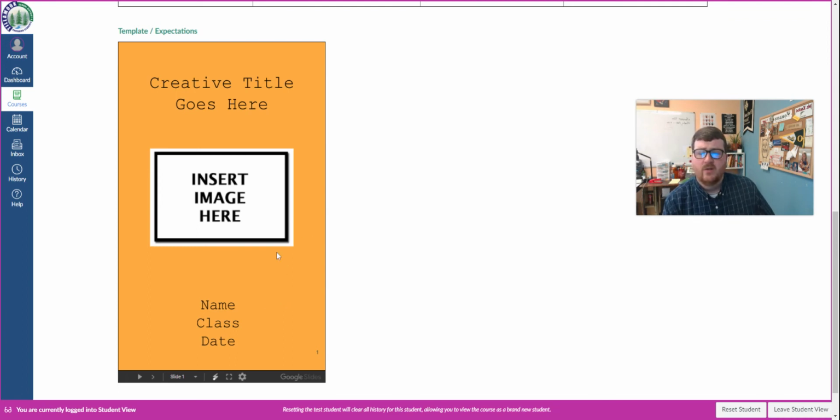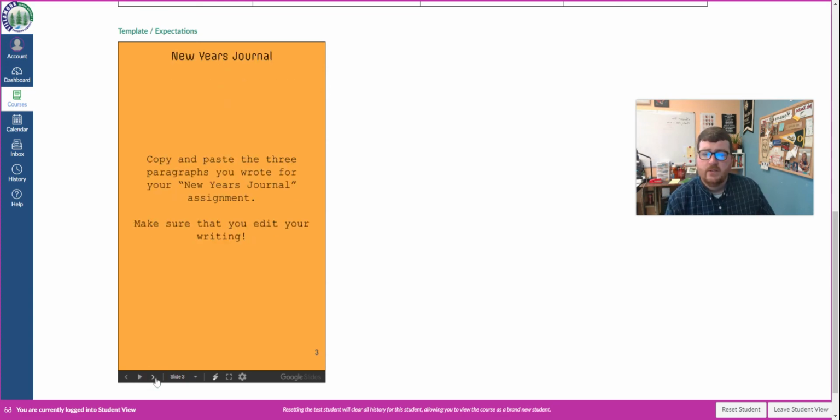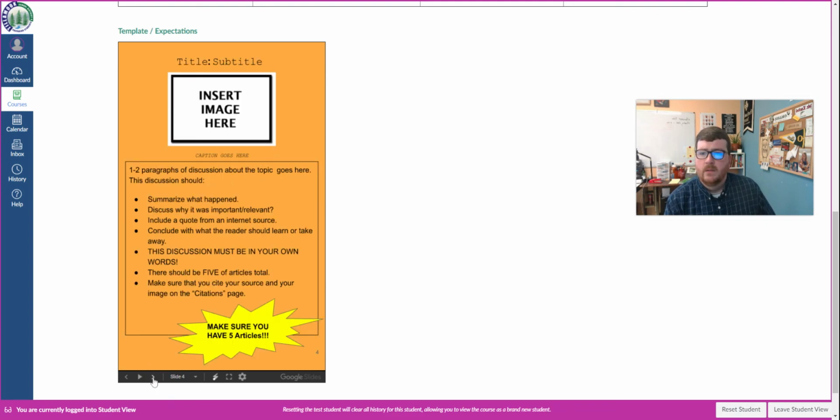So this would be your title page. You can have a title, an image, and then your information here. Table of contents could look something like this. The third page should be your New Year's journal, where you put those 3 paragraphs together. Then you should have 5 different articles.